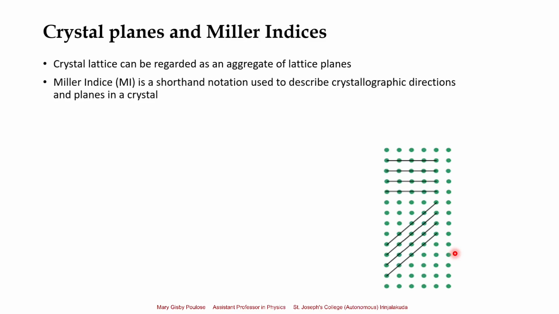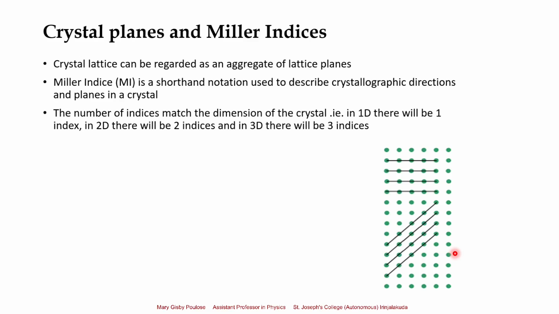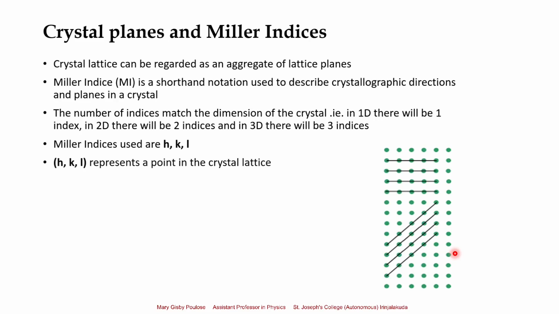Now the Miller index is a shorthand notation used to describe the crystallographic directions and planes in a crystal. The number of indices will match the dimension of the crystal. That is, for a one-dimensional crystal, there will only be one index. In a two-dimensional crystal, there will be two indices, and in a three-dimensional crystal, we use three indices. So physically, we will be using three Miller indices here. The Miller indices are h, k, and l. These Miller indices in curved brackets, with commas in between, represent a point in the crystal lattice.